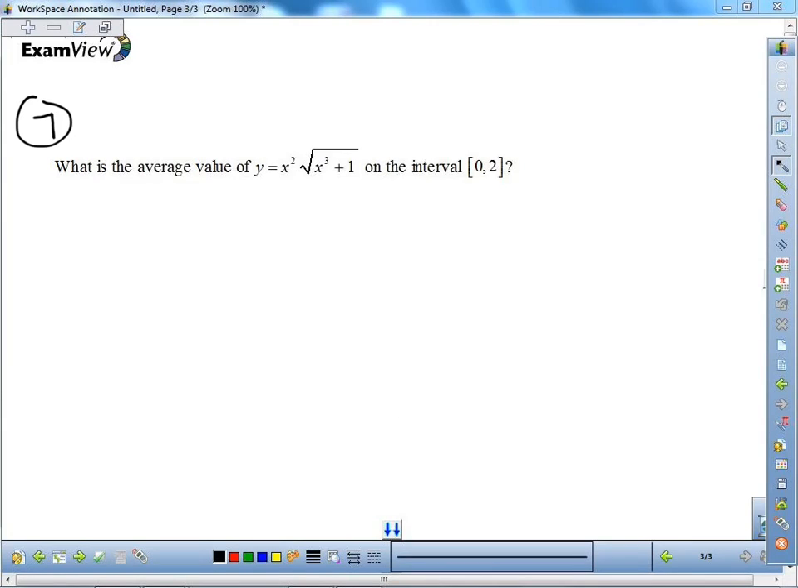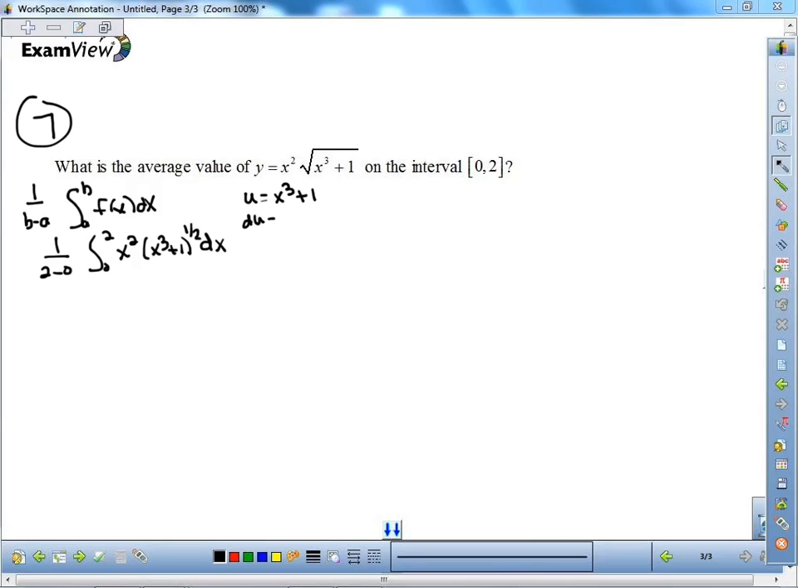So I'm going to find the average value. Remember the average value is 1 over b minus a, integral from a to b of f of x. So that's going to be 1 over 2 minus 0, integral from 0 to 2 of x squared times x cubed plus 1. What I'm going to do is u substitution. I'm going to let u be x cubed plus 1. So du is 3x squared dx.